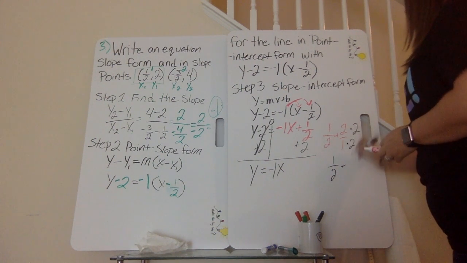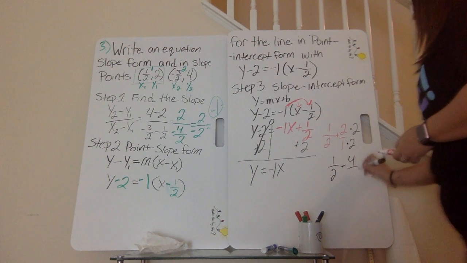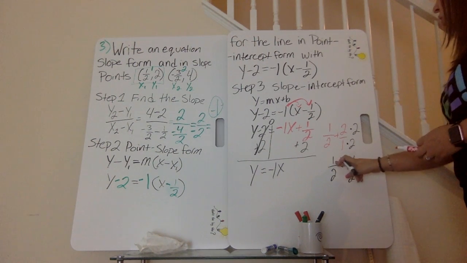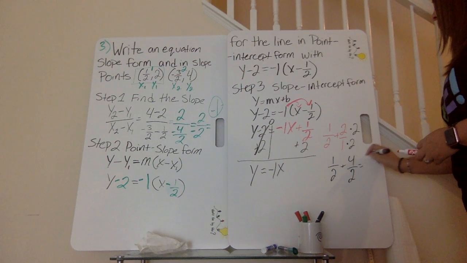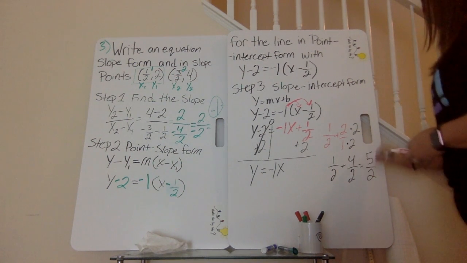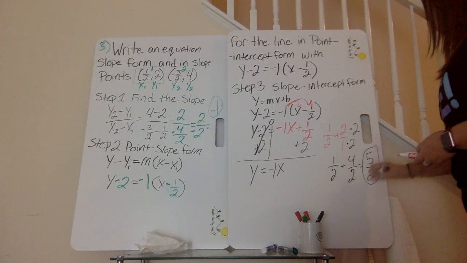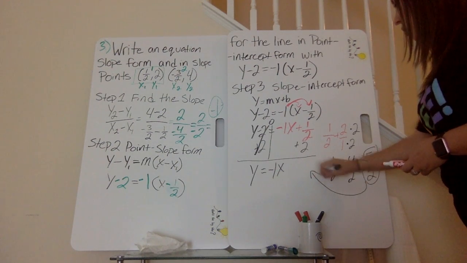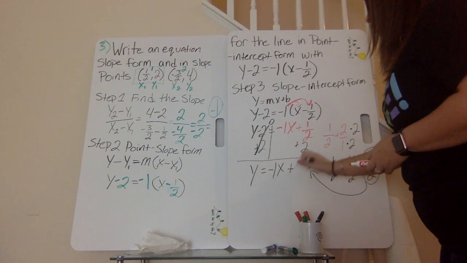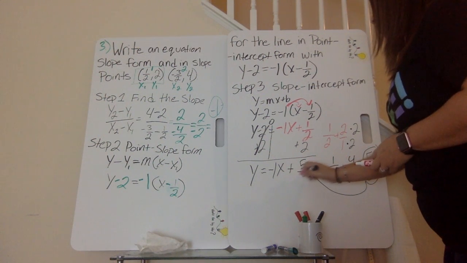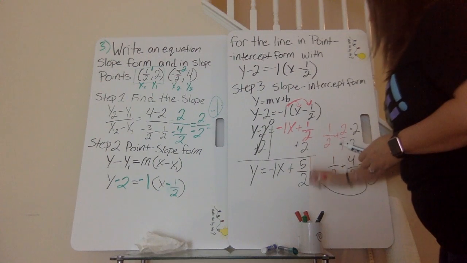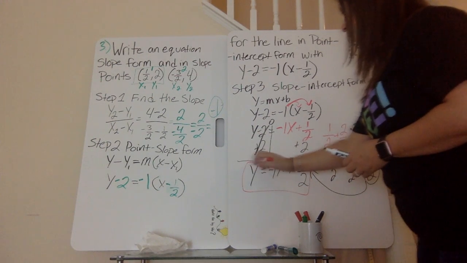plus 2 times 2 gives me a 4. 1 times 2 gives me a 2. 1 plus 4 gives me a 5 over 2. So I'm going to take this guy right here and plug it in over here. So since it's a positive, I'm going to write plus 5 over 2. So this ends up being my final answer.